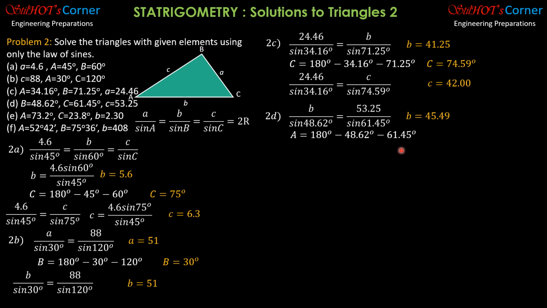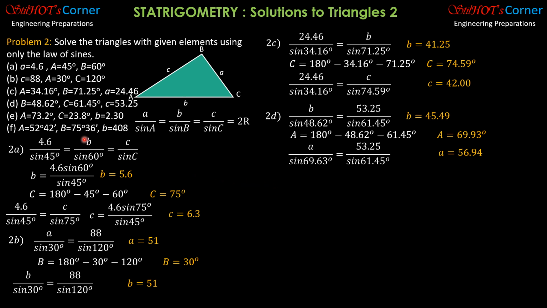Then angle A is 180 degrees minus 48.62 degrees minus 61.45 degrees. So angle A is equal to 69.93 degrees. Then let's solve for A. A as to sine 69.93 degrees equals 53.25 as to sine of 61.45 degrees. So side A is 53.25 times sine 69.93 degrees over sine 61.45 degrees, and it is 56.94 units.